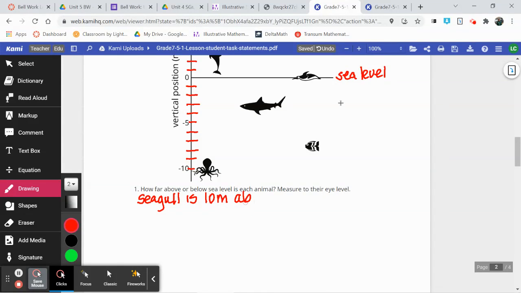10 meters above sea level. All right, let's go to the next one.